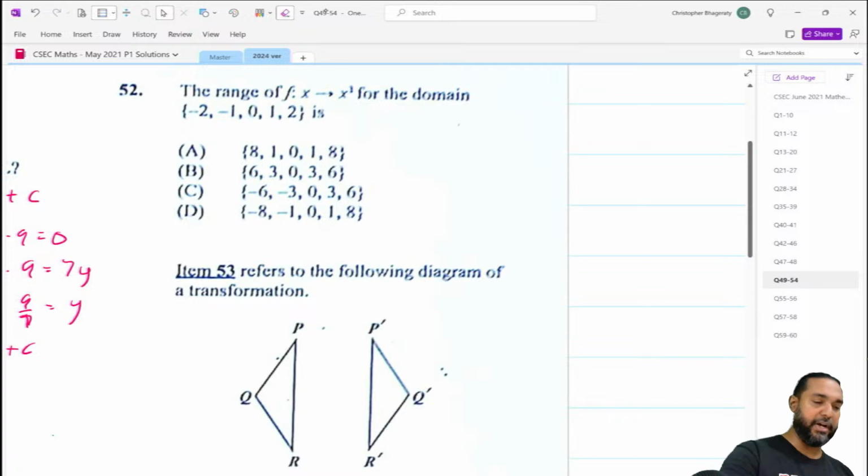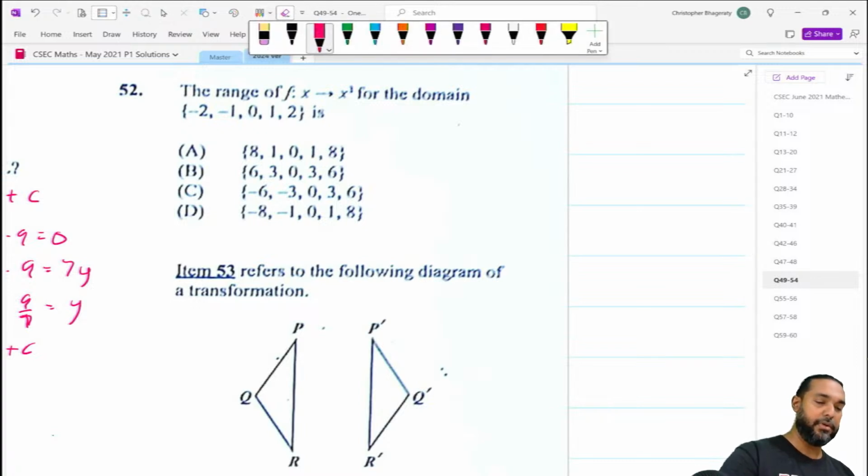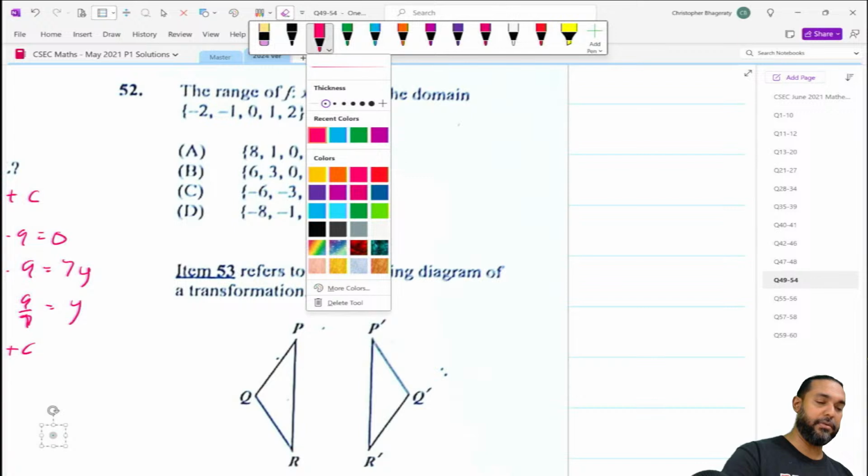The range of the function y, f of x is x cubed, right? So yeah, so that's x cubed. Sorry about that.